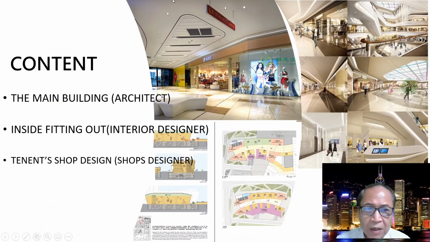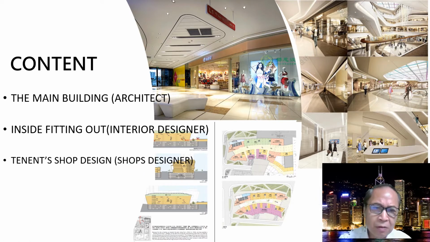Okay, let's see the content. The content of this lesson, I can break down into three main parts. It's the main building, which is designed by the architect. The inside fitting out is the master inside fitting out, mostly by an interior designer, who's maybe also an architect. And the third part is the tenant shop design. It's about the tenant's designer.